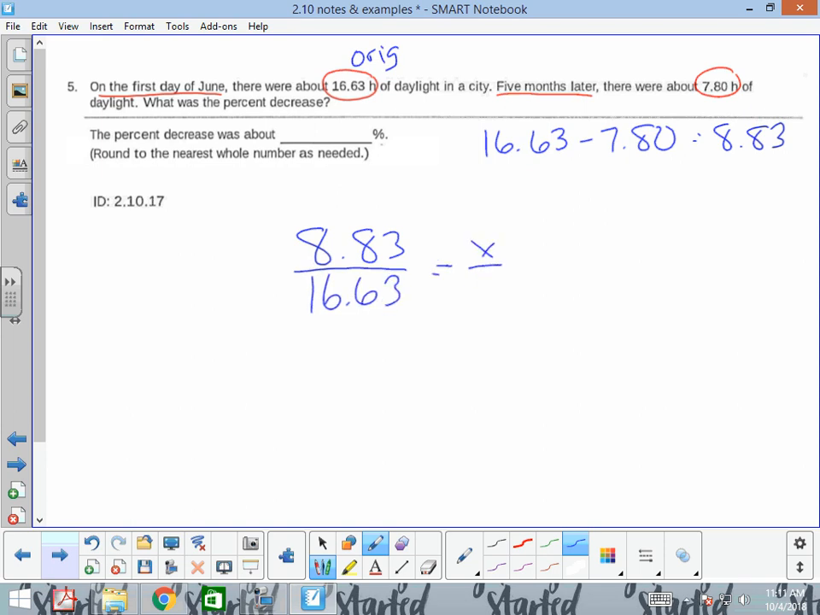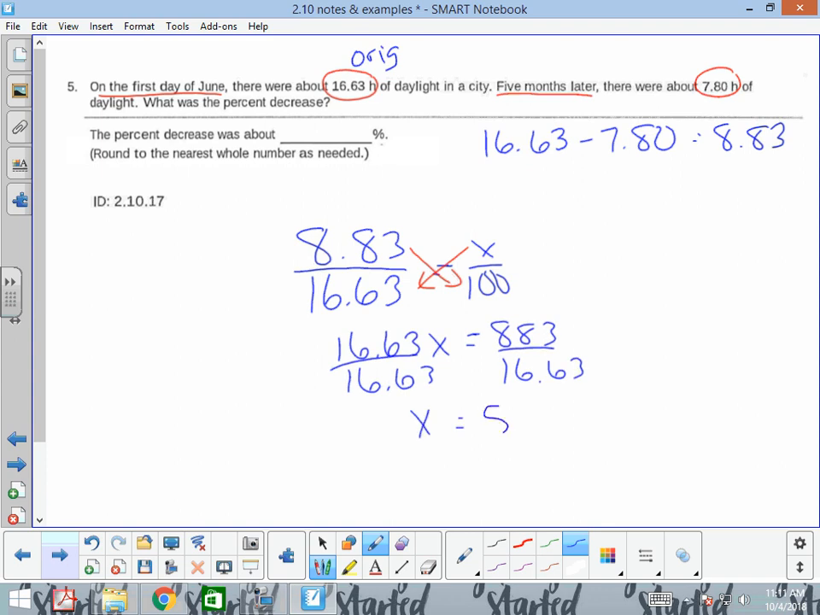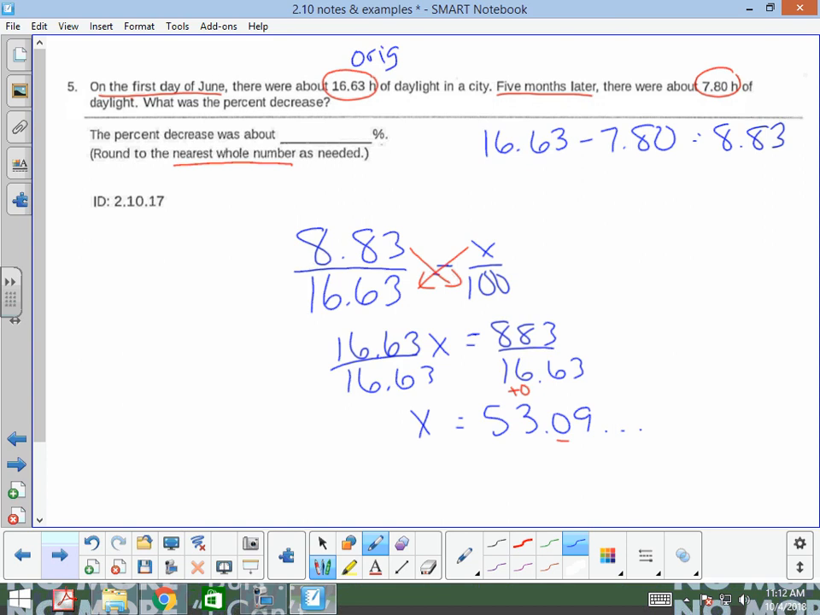16.63 equals x over 100. Cross multiply. 16.63x equals 883. Divide. And again, we get this decimal that looks something like this. So we're going to round to the whole number again. Looking at the number in the tens place, it's a 0. That's not big enough to make that 3 go up. So we're adding 0. So this answer is 53%.